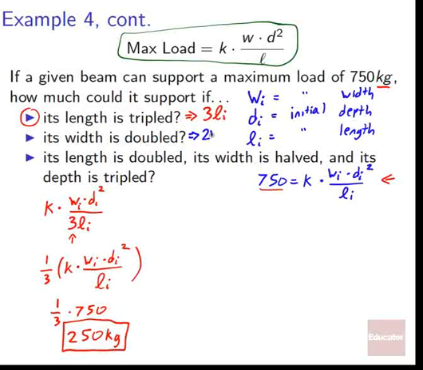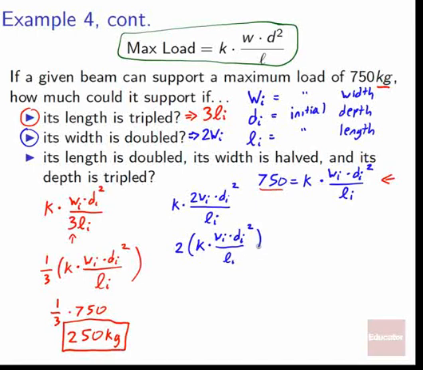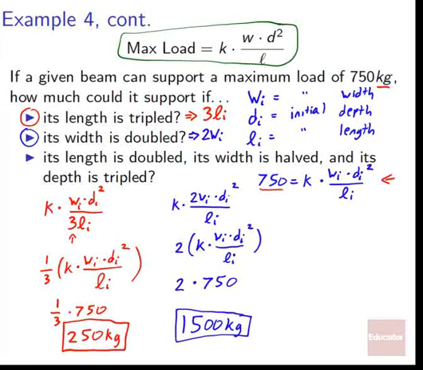Width is doubled would be 2 times the initial width, Wi. So that would be K times 2 Wi times di squared over Li. So we pull that 2 out, we've got 2 times quantity K times Wi times di squared over Li. We plug in what we know that all is, that's 750. So it's 2 times 750, or 1,500 kilograms would be the maximum. Great. On to the last one.